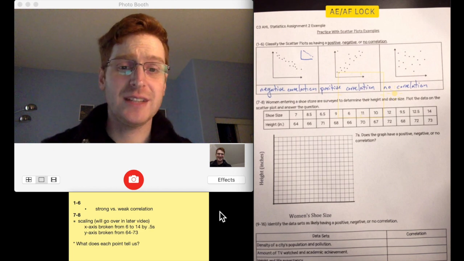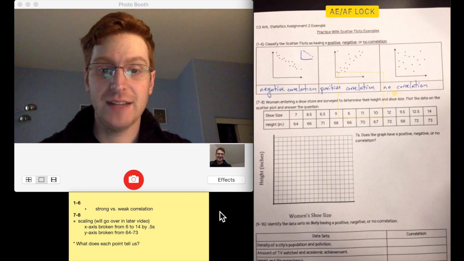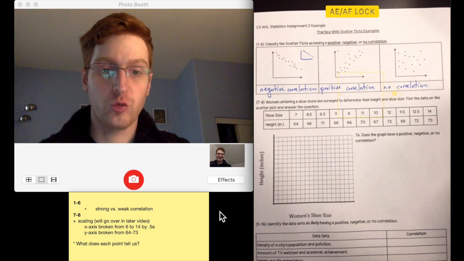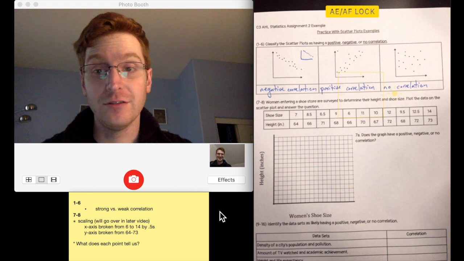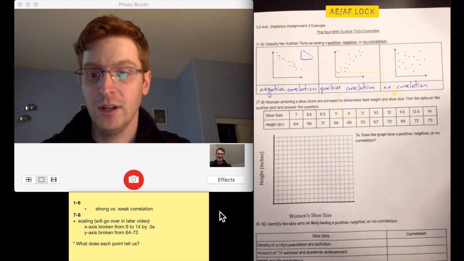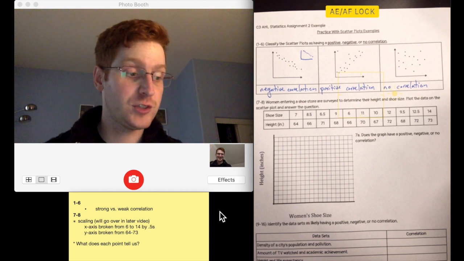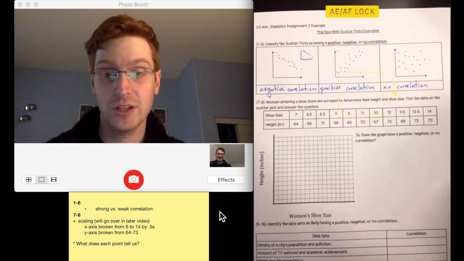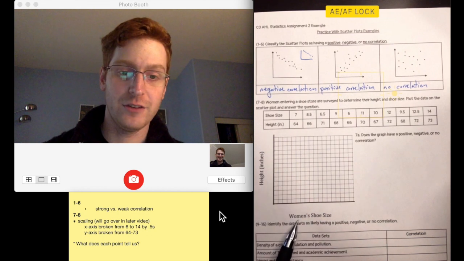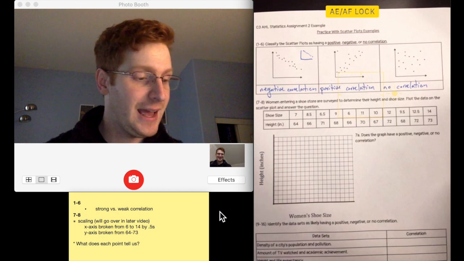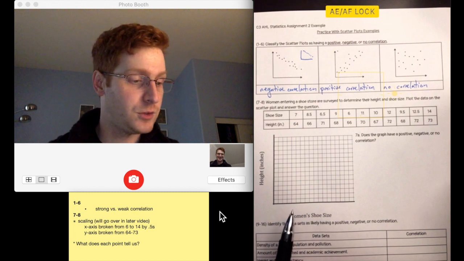So in problem 7 and 8, you're given a context with a table of data, which then you need to graph and determine whether it has a positive, negative, or no correlation. In this particular context, we're given a woman's shoe size with respect to her height. Or we could say we're given her height with respect to the shoe size, since the graph is already labeled by shoe size and height. So this isn't scaled, so I'm going to go ahead and do this now.